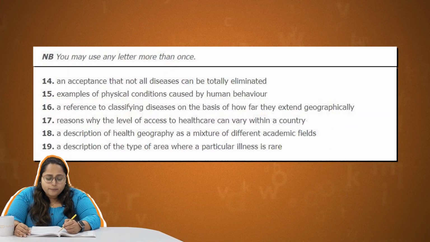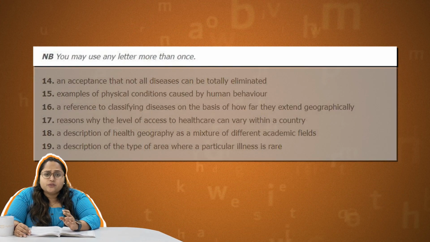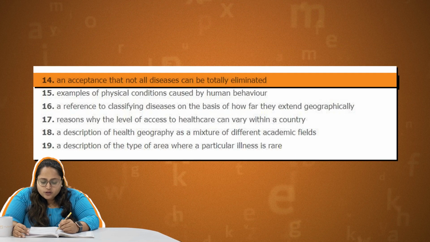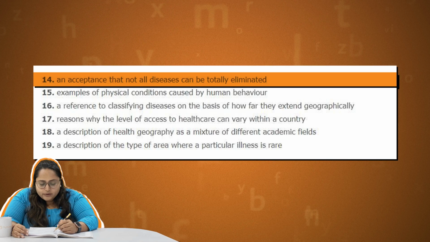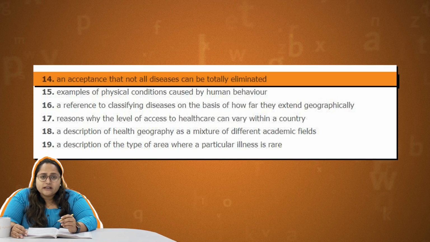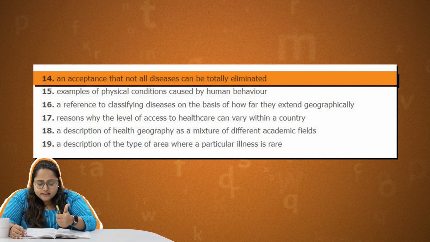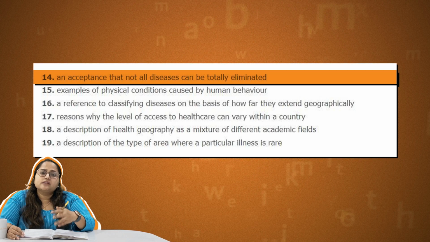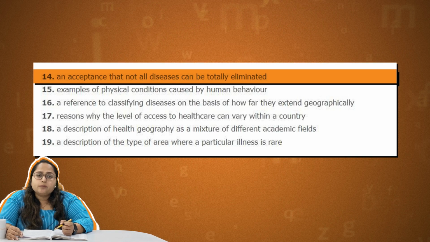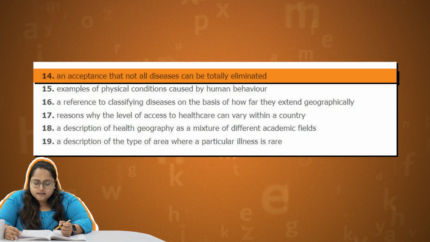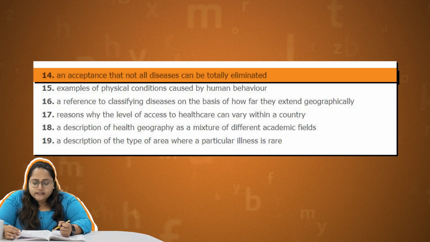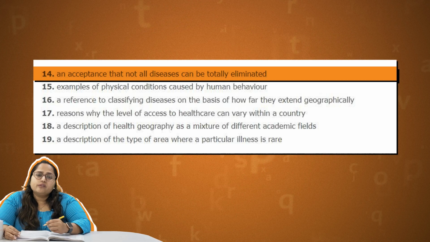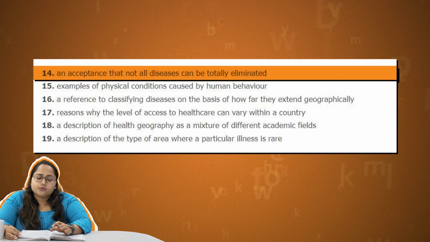Come on, let's have a look at the question. But before that, pay attention to the note which says that you can use any letter more than once. Now, first question. An acceptance that not all diseases can be totally eliminated. Now get into the habit of underlining the keywords which are acceptance, diseases, totally, eliminated. Now think about the synonyms. What can be the synonym of diseases? Illness. What can be the synonym of totally? Completely. Eliminated, removed. This is how you have to underline all the keywords of all the questions.